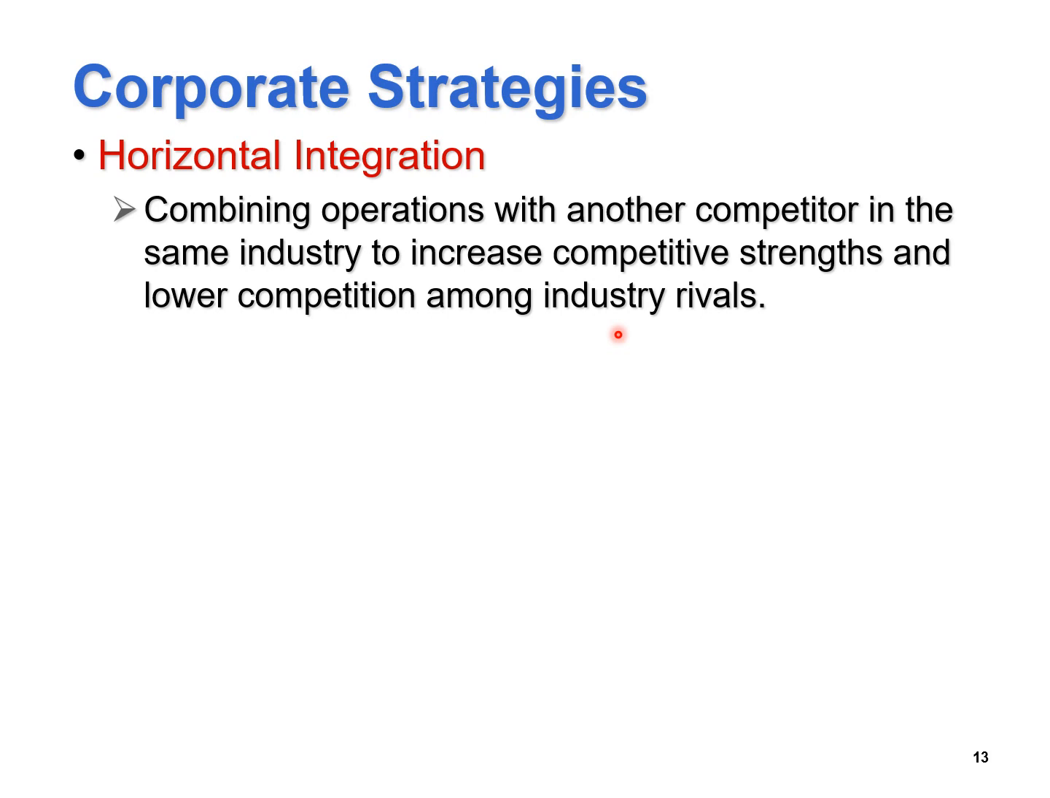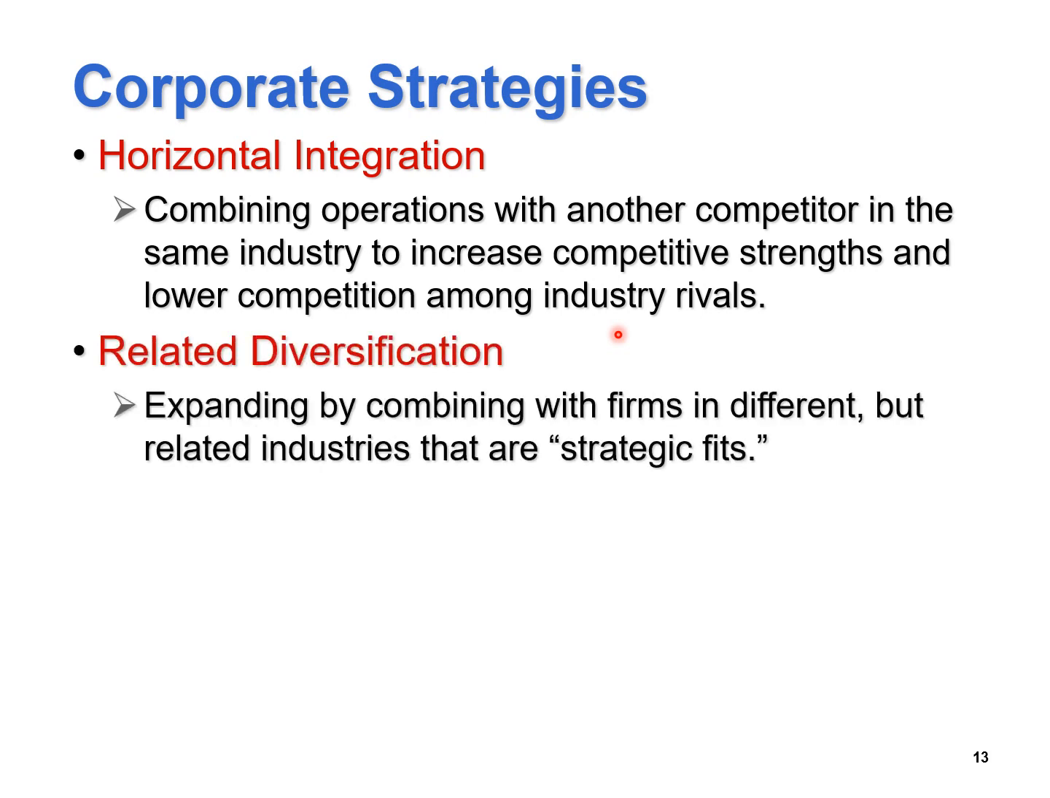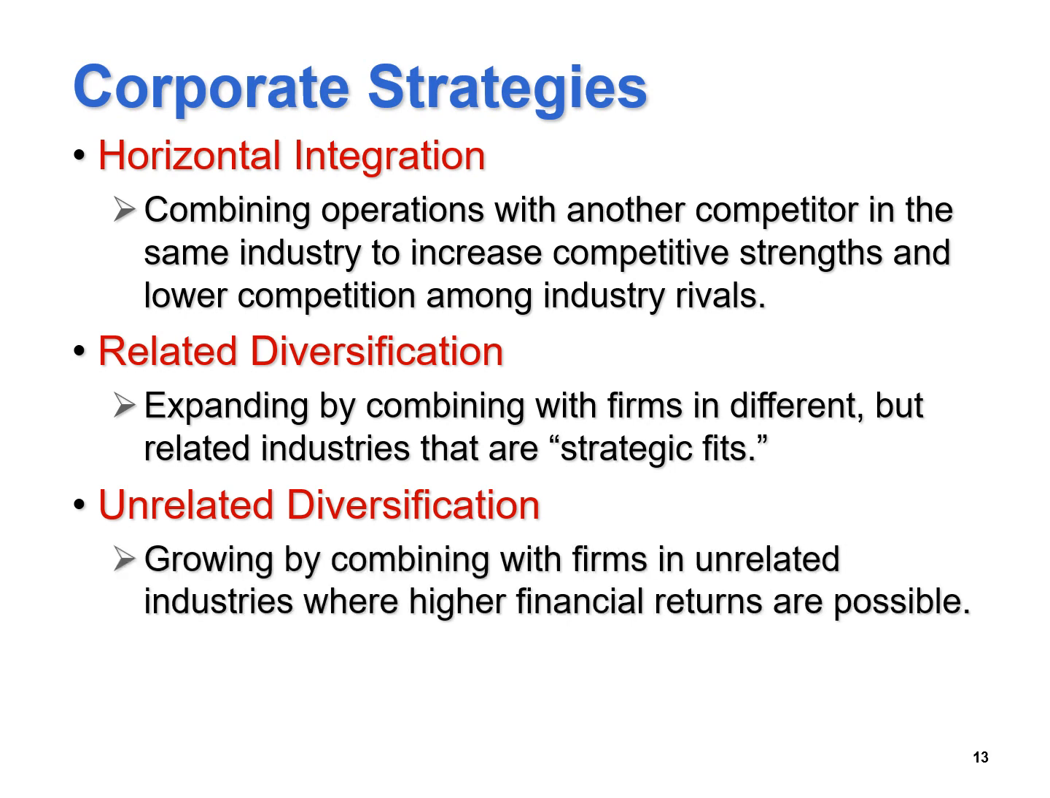So it is the same thing as we have discussed earlier. Then the related diversification, expanding by combining with firms in different but related industries that are strategic fits. As we talked about, Punjab College has focused on university and school systems. And in unrelated diversification, we have talked about starting the news channel by Punjab Group of Colleges. It is the unrelated diversification.